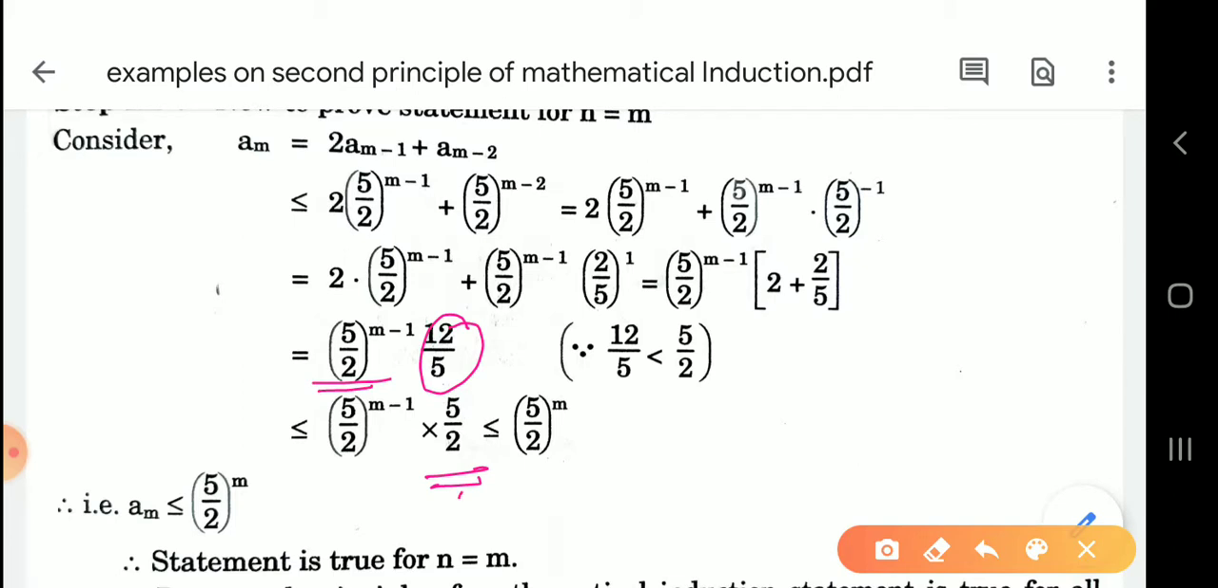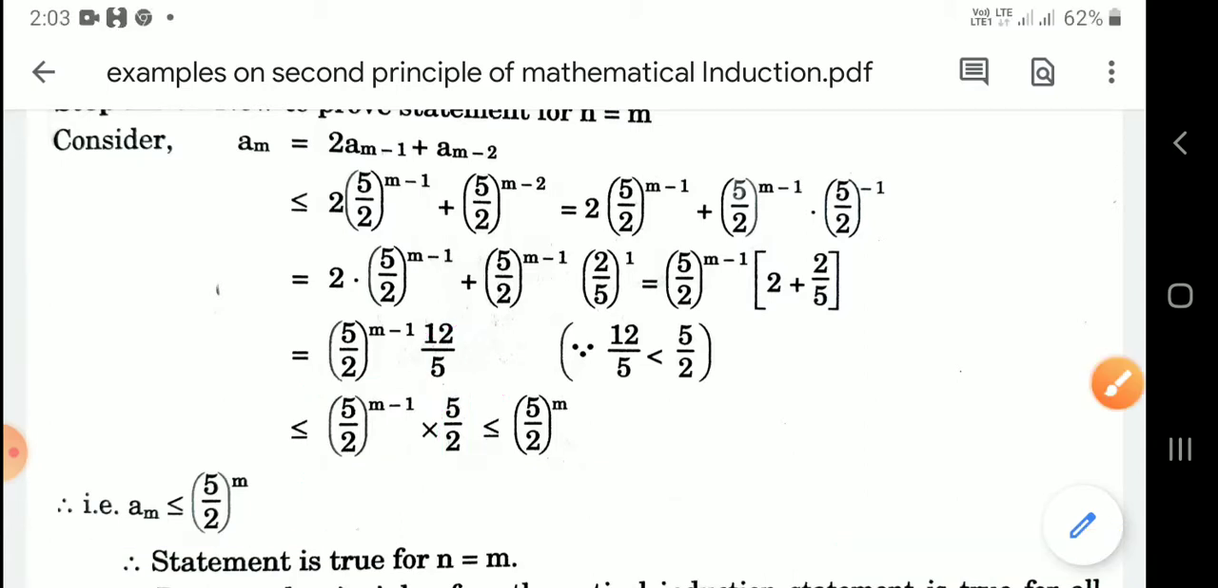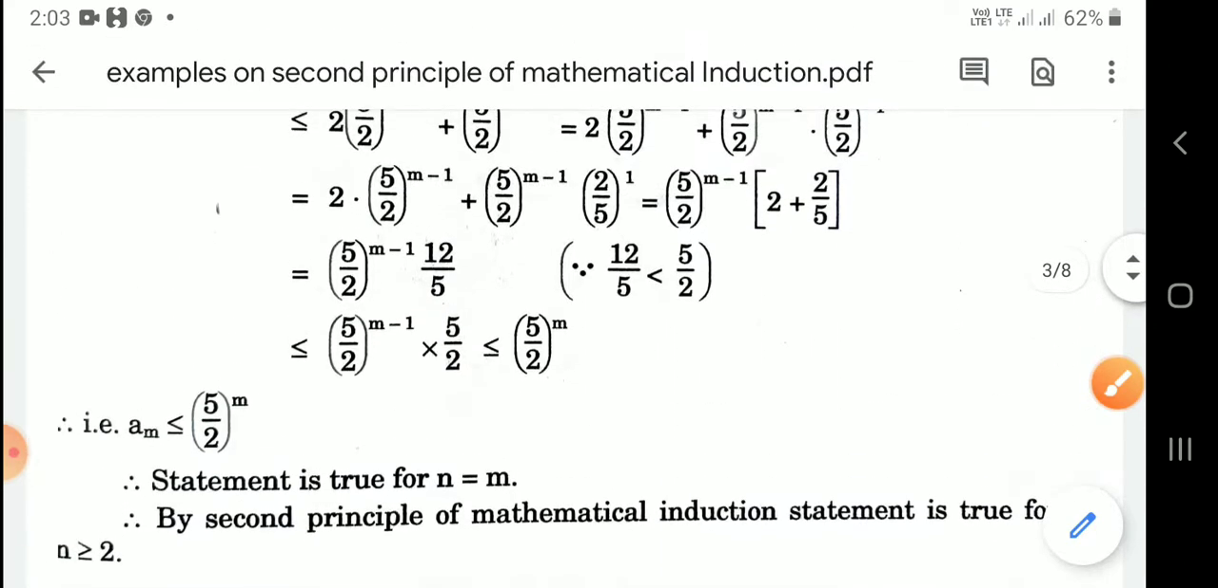So now we get 5 by 2 raised to m minus 1 into 5 by 2. Here 5 by 2 has power 1. So the power is same, sorry, the base is same. By rules of index, taking addition of the two powers, m minus 1 plus 1, we get 5 upon 2 raised to m. That means we get a(m) is less than or equal to 5 upon 2 raised to m. That means our statement is true for n is equal to m.